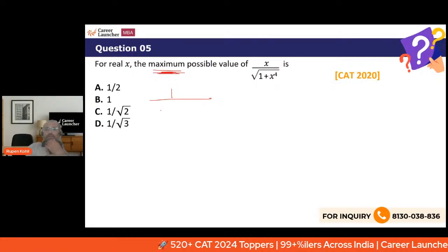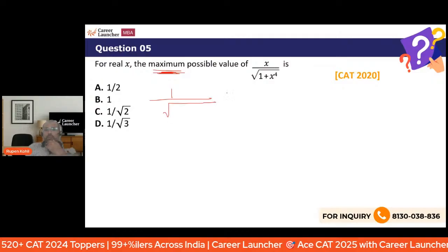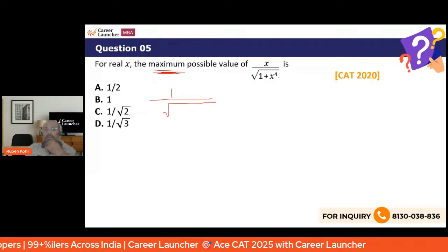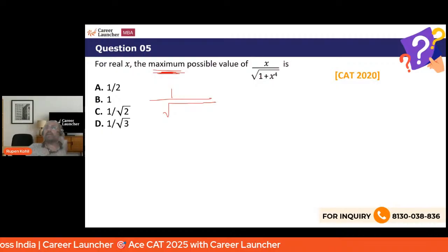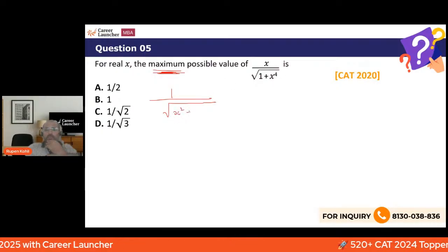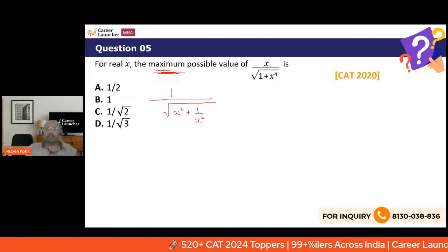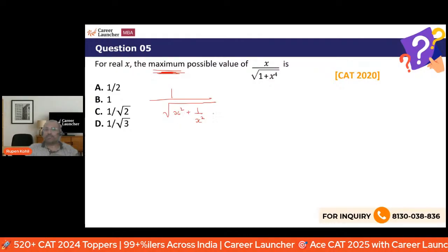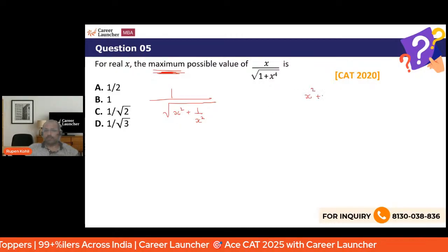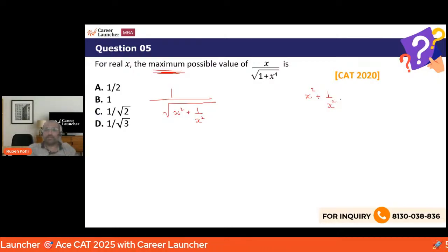So it becomes 1 over the square root of, so x goes from the numerator, and inside the square root I'll be dividing with x square. So x power 4 by x square is x square, plus 1 by x square. I can clearly say that this expression basically is this. And now this term x square plus 1 by x square looks very similar to x plus 1 by x. It is just the square of that minus 2, right?